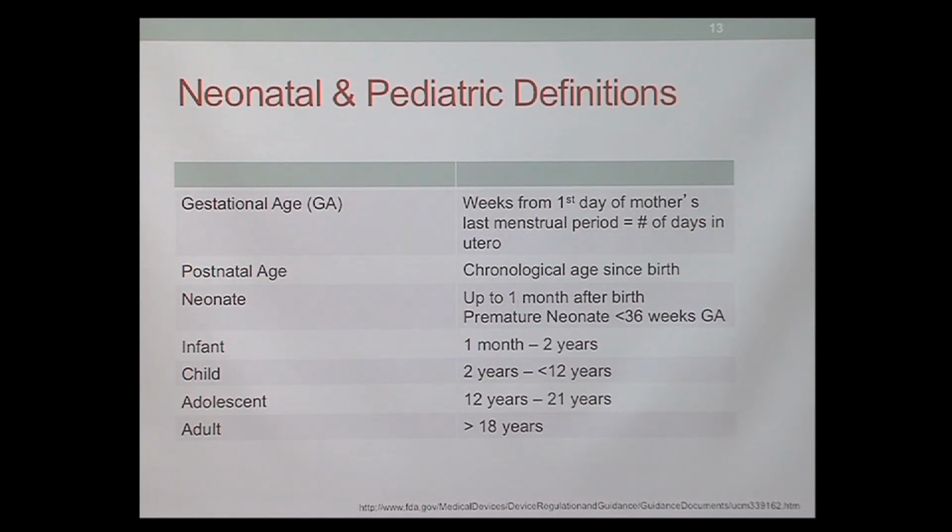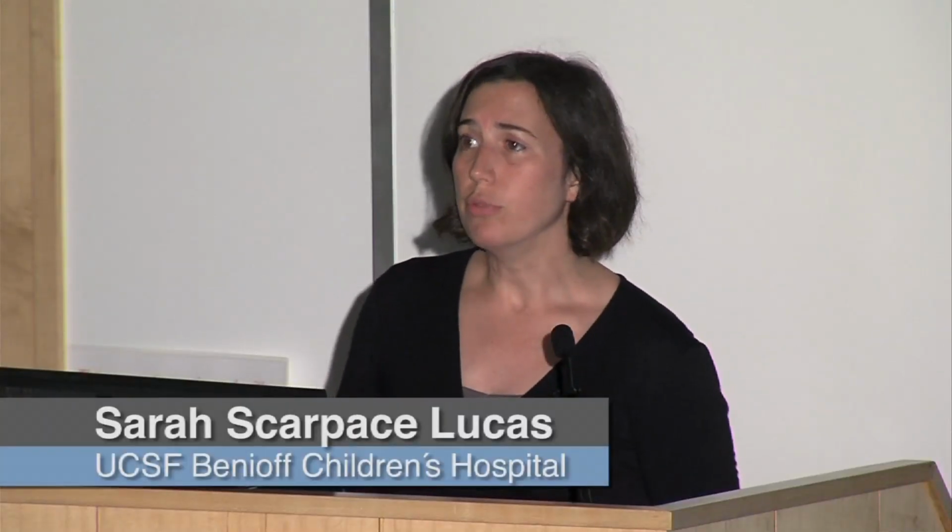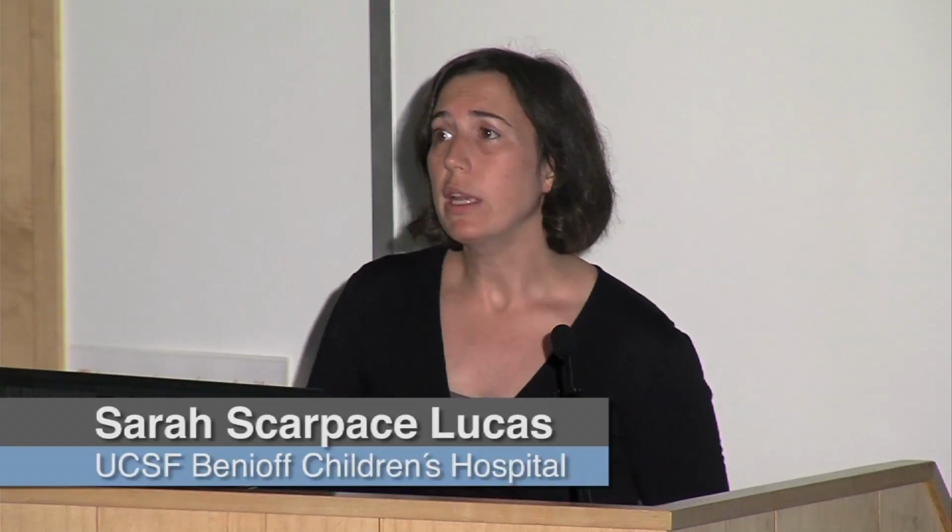A neonate is officially birth up to 1 month after birth. A premature neonate is considered to be less than 36 weeks of gestational age. An infant is 1 month to 2 years. In some references, you'll see 1 month to 1 year. The official FDA labeling references go up to 2 years, and that's why I've included it here. And 2 years in particular is what drugs are approved upon. So that's the reason why I use that as our guideline today.